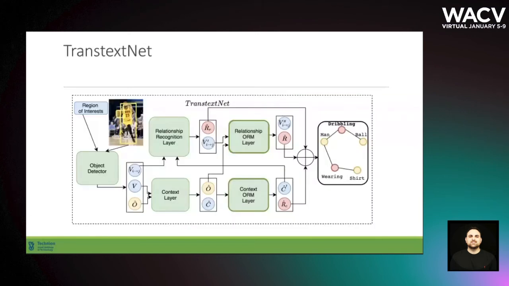Here we show TranstextNet as a modification of a general scene graph generation architecture, where we add object relationship mapping layers that utilize the free text to enable better scene graph generation. The ORM layers that are now glowing are plugged at two intersections of the architecture. The first, the output of the context layer, and the second, the output of the relationship recognition layer.